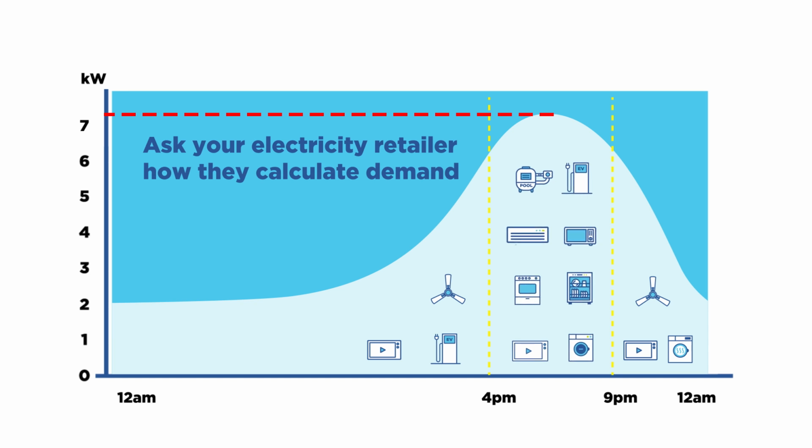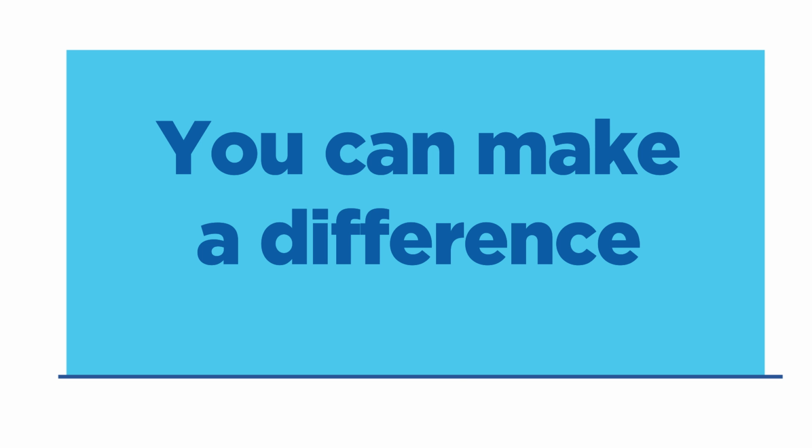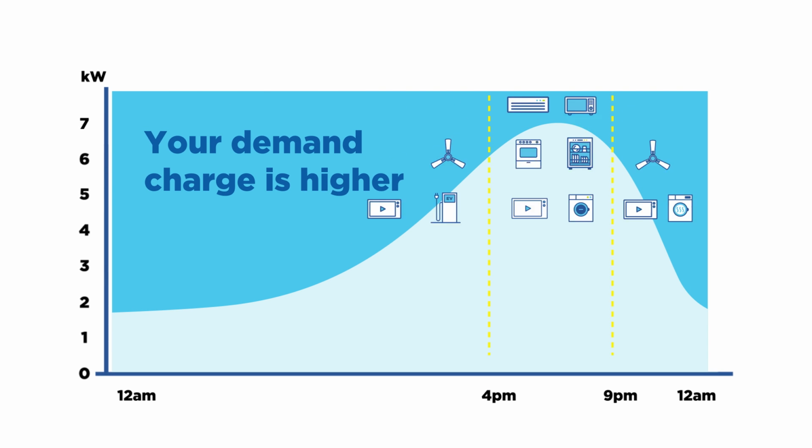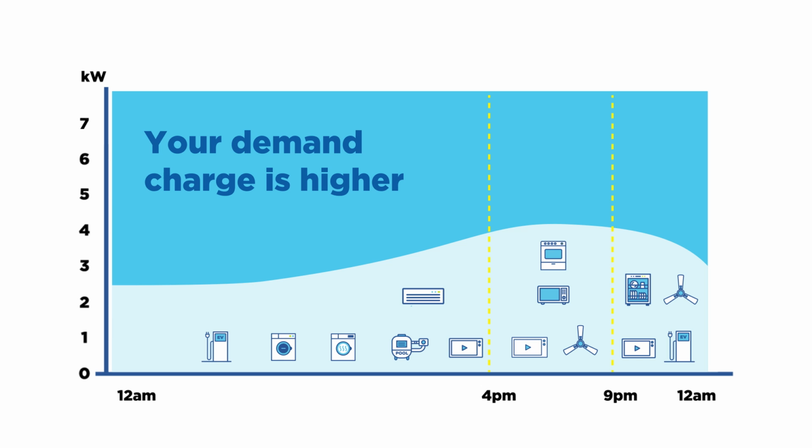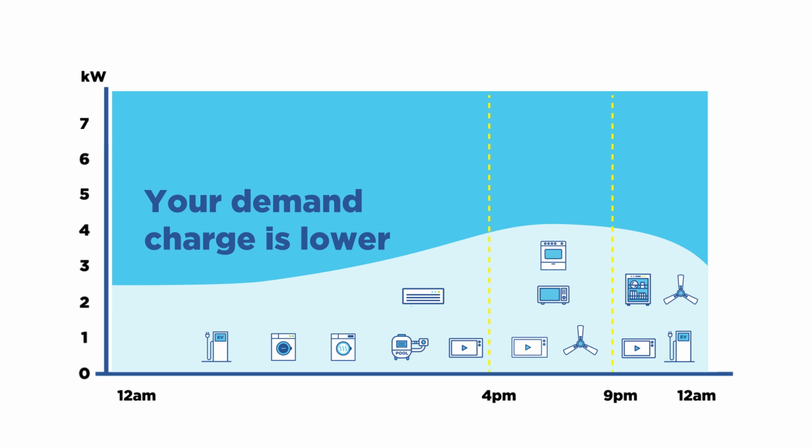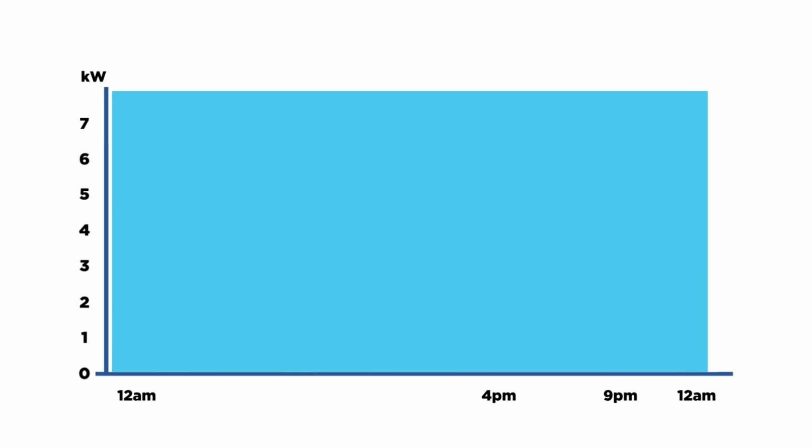So, the more appliances you run during the same half-hour block between 4 and 9 p.m. each day, the higher your demand charge will be. That's where you can make a difference. It's called load shifting. By changing the time of day you use some appliances and using them less during the peak period, your household could have a lower demand charge and lower electricity bills.